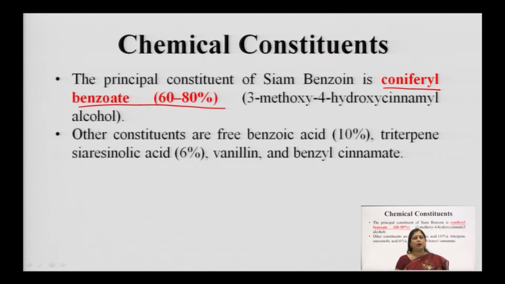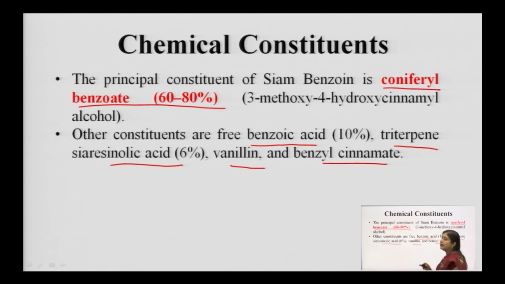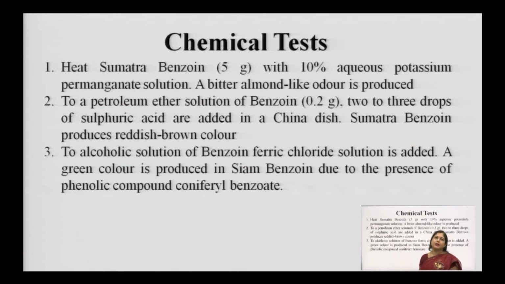3-methoxy-4-hydroxycinnamyl alcohol. Other constituents are free benzoic acids, triterpene, and sumaresinolic acid. There we had sumaresinolic acid also, but here it is absent. Then it contains vanillin and benzyl cinnamate, that is the ester of benzyl and cinnamic acid. And many times there are complexes of these acids as esters also present in Siam benzoin.